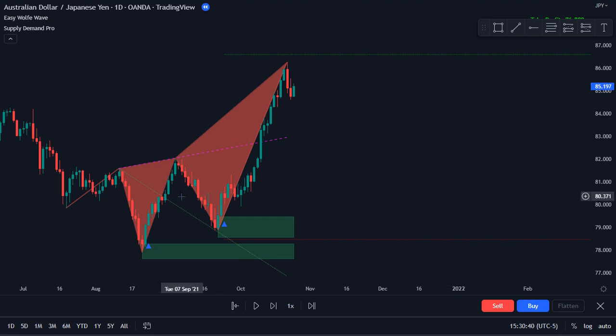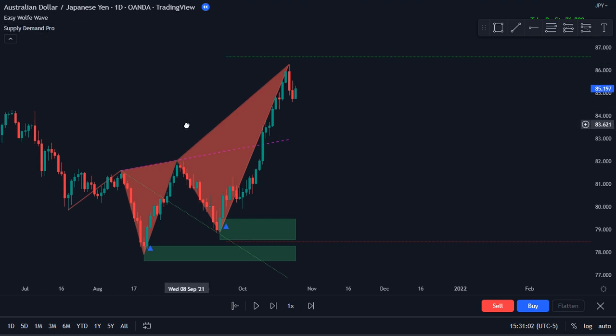The Wolfe Wave indicator is mostly going to give you the direction. So for instance, we have this bearish one, and so we're looking for, obviously down movement. And then there's a couple different ways to incorporate the Supply Demand Pro into that. So let's just start with this example.